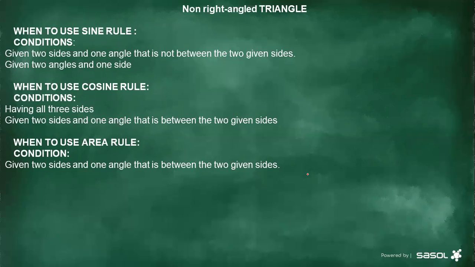All right, and then the cosine rule. Let's see what we have under the cosine rule. Having all three sides, there you use the cosine rule, or given two sides and one angle that is between the two given sides. This one of the cosine rule says you are having two sides and one angle which is between the two given sides.